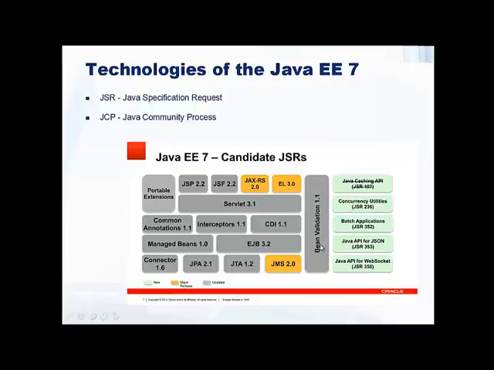Bean validation is an important technology. It has to do with validating models inside enterprise applications. Here are some new specifications. We have the concurrency utilities, and we have the batch applications specification.